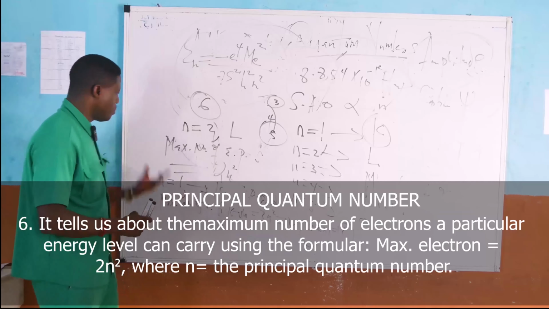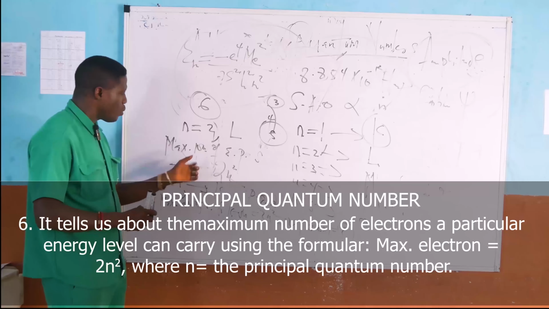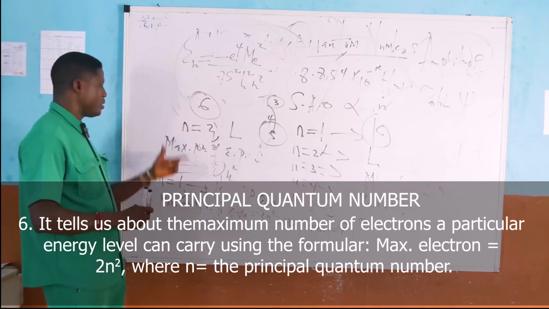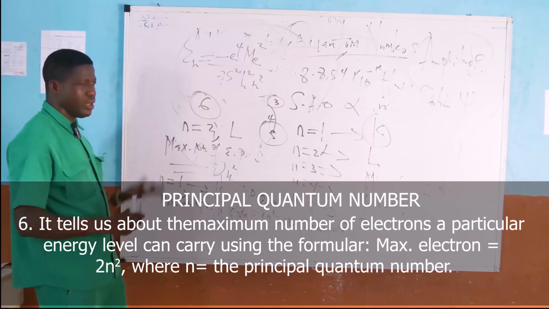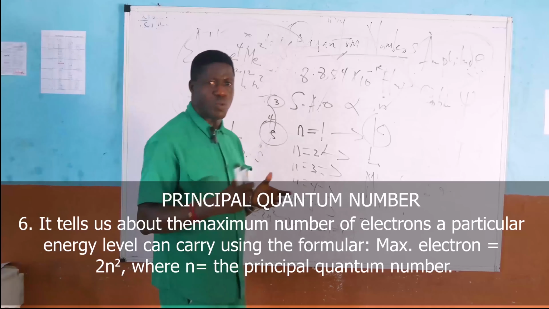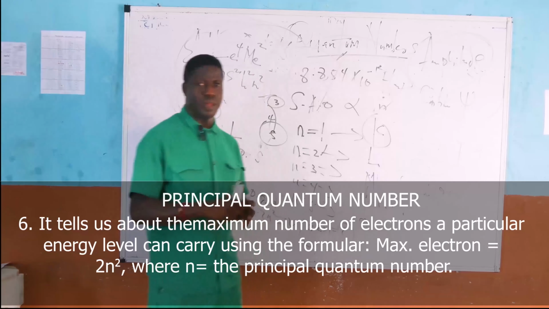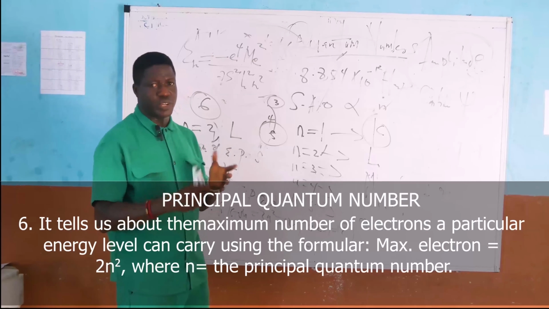Going by the formula, the maximum number of electrons per shell equals 2n squared, where n is known as the principal quantum number. So you can see, with the help of the knowledge of the principal quantum number, we can determine the maximum number of electrons that each of the shells can carry.